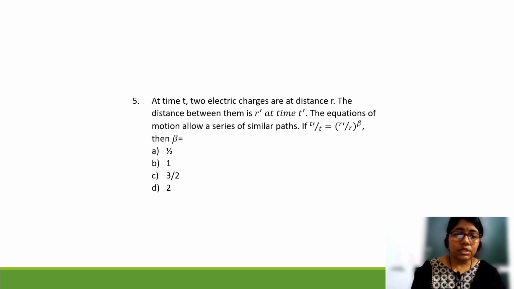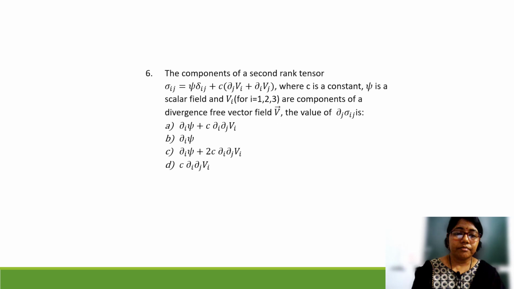Now, question number 6. The components of the second rank tensor sigma ij is equal to psi delta ij plus c into (dou i v j plus dou j v i), where c is a constant, psi is a scalar field, and v i for i is equal to 1 to 3 are components of a divergence free vector field V.